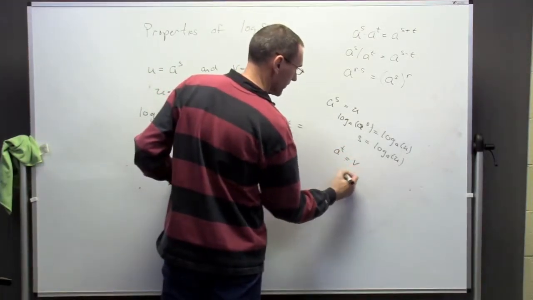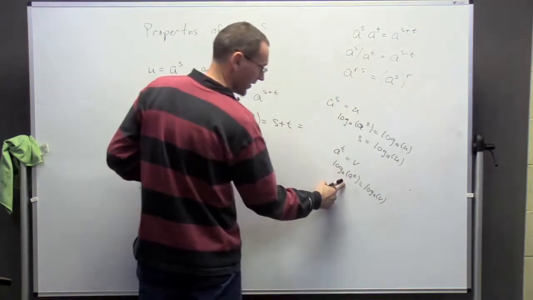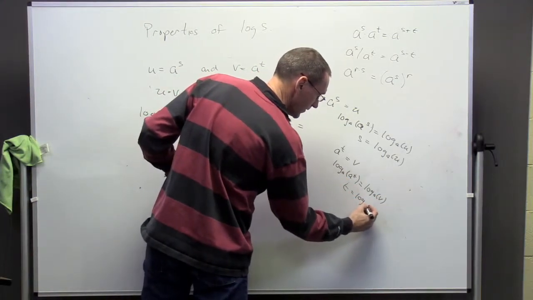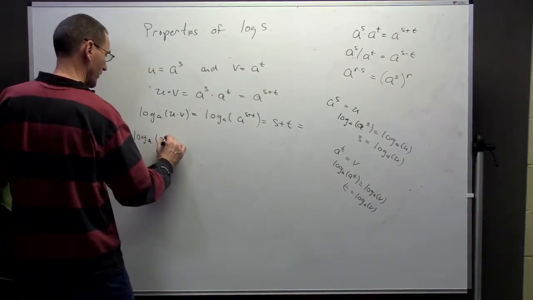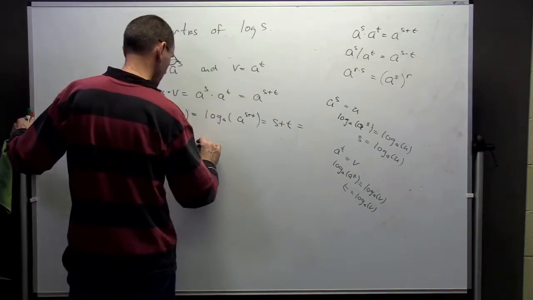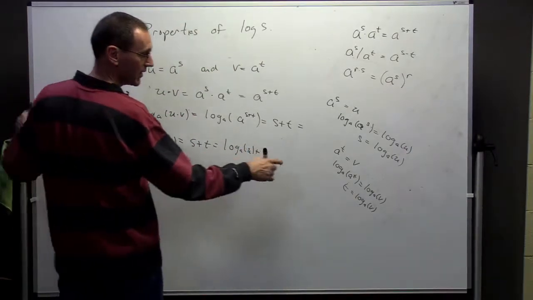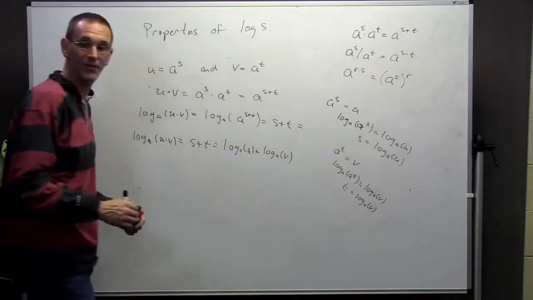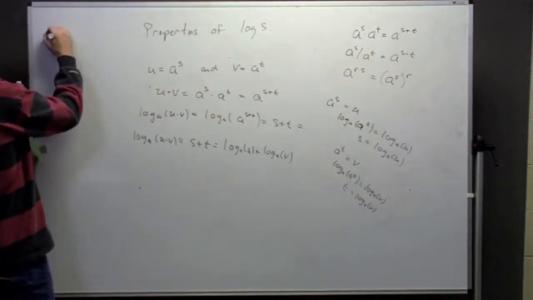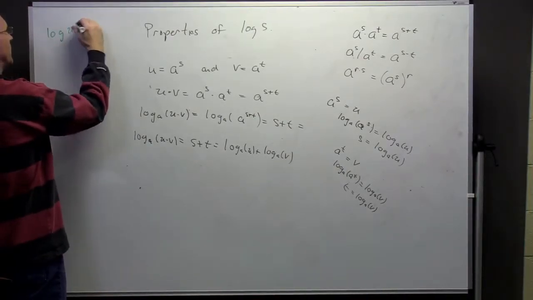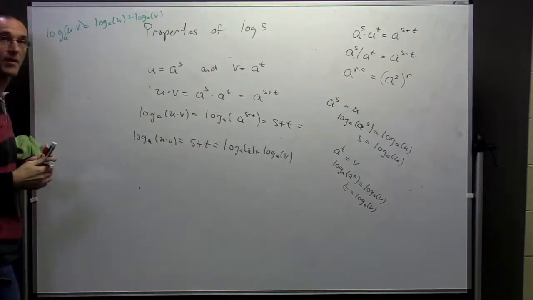Likewise, if I have a to the t equals v, take the log base a of both sides. So now log base a of a to the t is t. So let me rewrite this now. The log base a of u times v is going to be s plus t, but s is just log base a of u, and t is log base a of v. So I've got this nice property now that log base a of u times v is log base a of u plus log base a of v.